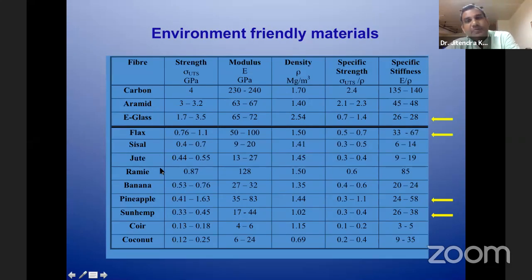So in this composite era, you have a lot of research scope. How you can vary the matrix, how you can vary the reinforcement, according to that you do your research. There is so much scope in this area. This is a kind of material science where so much scope is there. You only need to know how to play with the material.